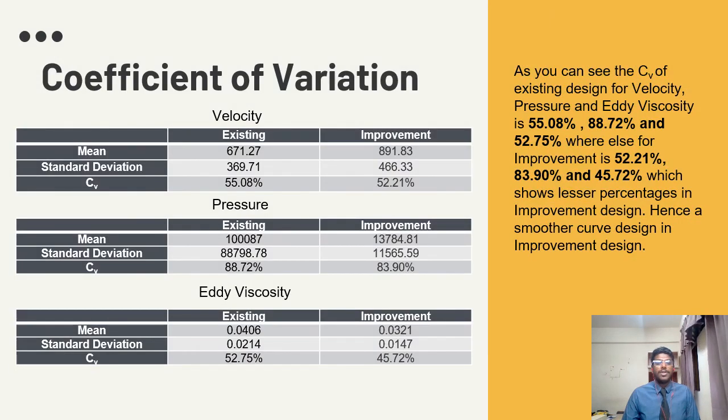So moving on to coefficient of variation. As you can see, this determines the smoothness of the curve, where the lesser the percentage, the smoother the curve. So since the improvement design has lesser percentage in all velocity, pressure and also eddy viscosity, it clearly shows that the curves in the improvement design are much smoother.